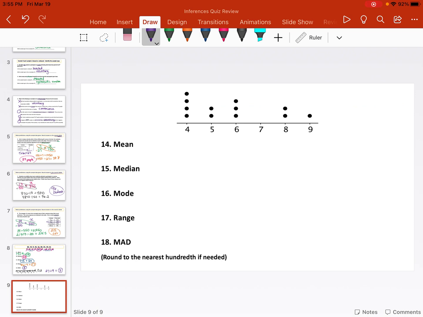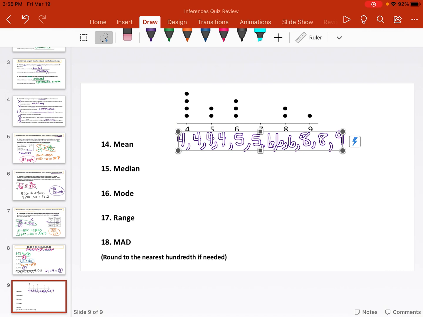Okay, we're going to do the same thing, but this time from a dot plot. It might help you to go ahead and write out your data set. So remember that each dot represents a number in the data. So I'm going to have 4, 4, 4, 4, because there are 4 dots over that. 5, 5, 6, 6, 6, 8, 8, and 9. That's going to help me here with my median.